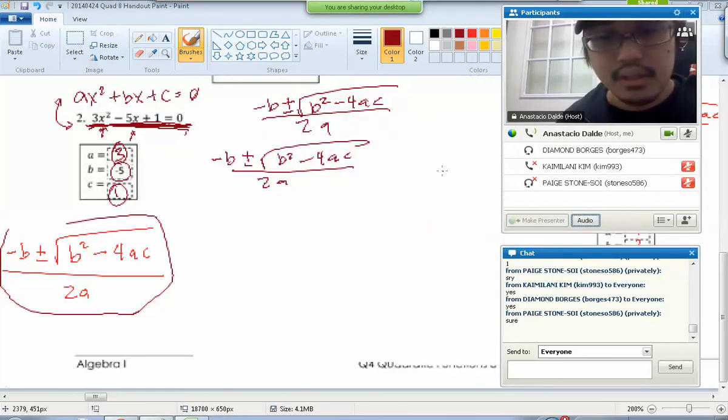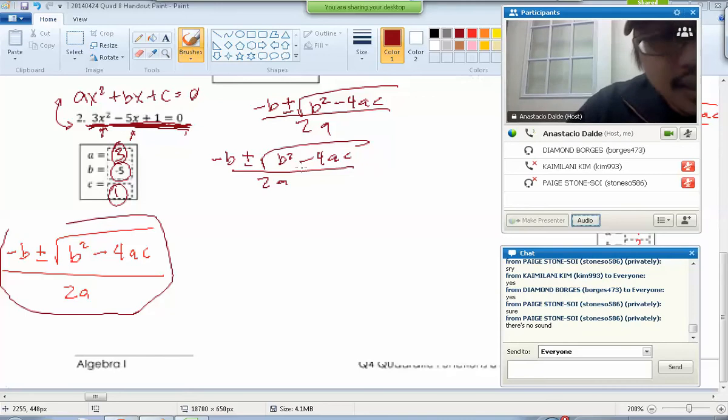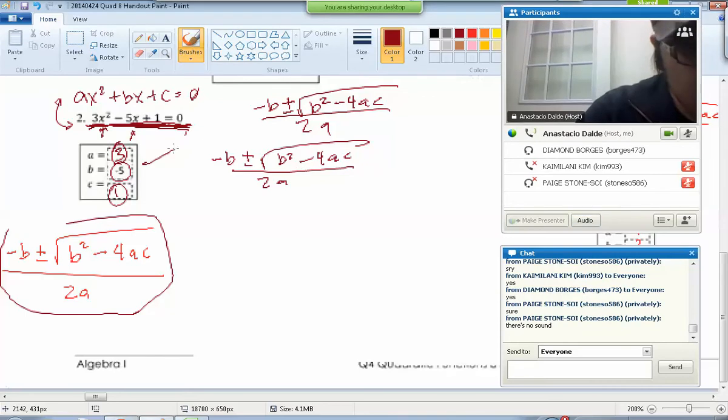All right, so all you do is you take these numbers and you plug them straight into here. So if I plug in negative b into there, that would be negative, and b is negative 5. Plus or minus the square root.